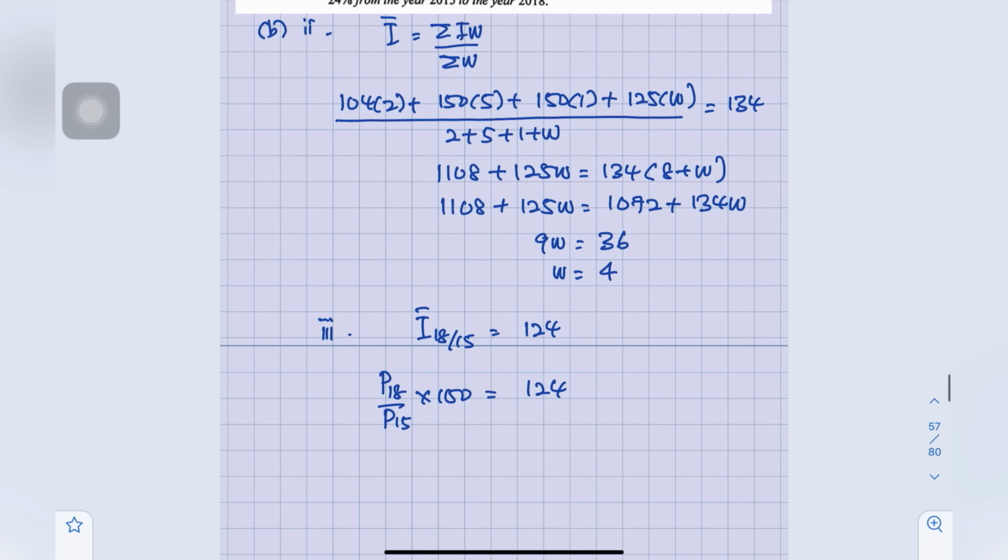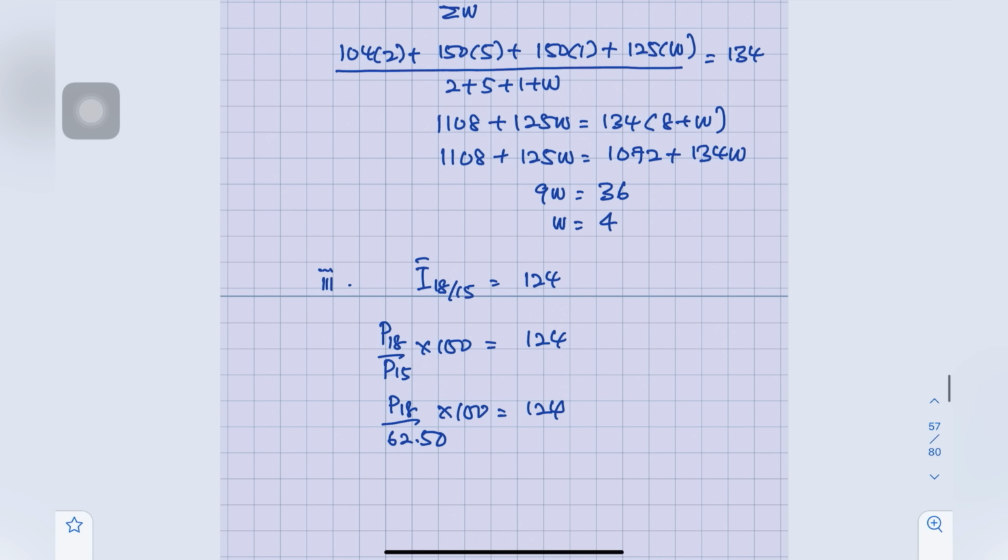So we just substitute into the formula. P18 over 62.50 times 100 equals 124. So we can find the price in the year 2018. So 124 times 62.50 over 100, which equals 77 ringgit 50 cent. Must be in two decimal places because this is price.